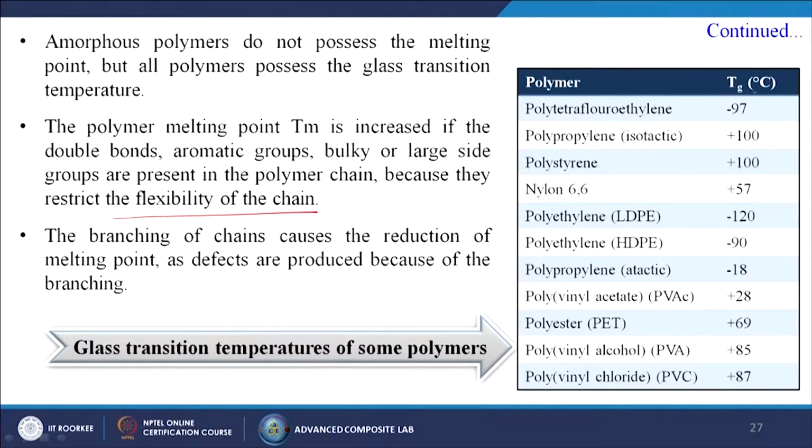So, generally the glass transition temperature of some polymers, as I told: polytetrafluoroethylene is minus 97 degree centigrade, polypropylene 100 degree centigrade, polystyrene 100 degree centigrade, nylon 66 is 57, polyethylene LDPE is minus 120. So, these are the different glass transition temperatures for the elastomers and the polymers.